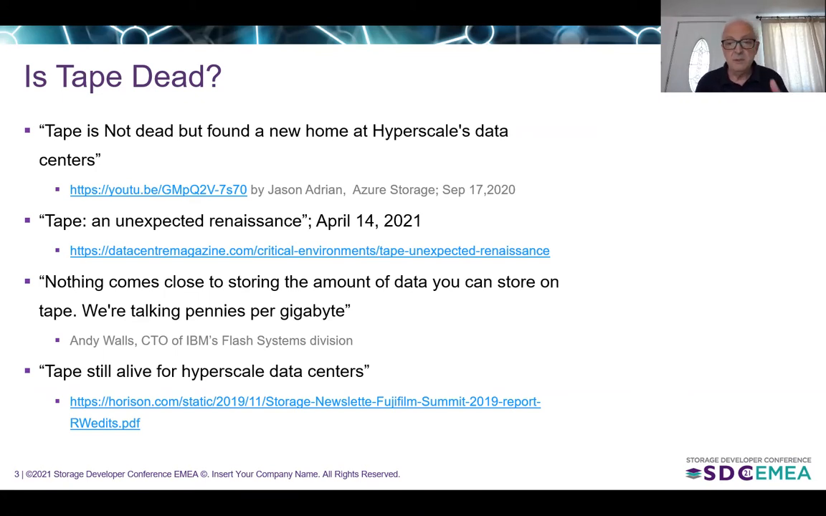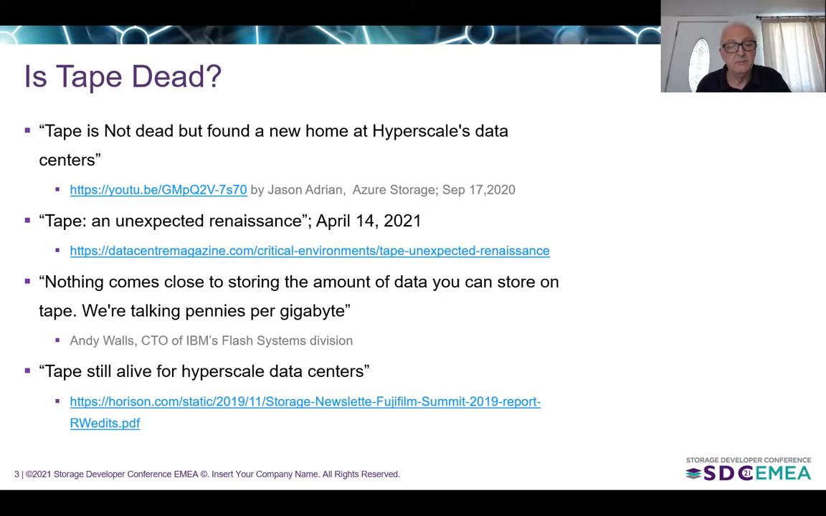Then just recently, this last month, 2021, April 14, Andy Walls, CTO of IBM's Flash Systems division, did a presentation at Data Center magazine under the title of Tape, An Unexpected Renaissance. In his write-up, Andy talked about tape and data centers, and he said the following: nothing comes close to the amount of data you can store on tape. We're talking pennies per gigabyte.